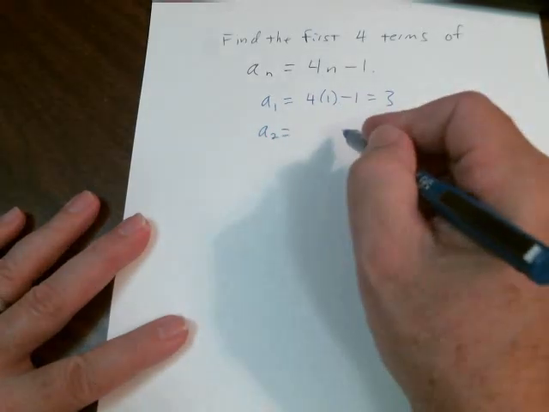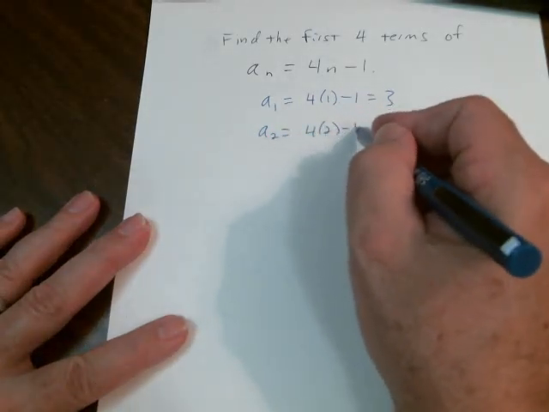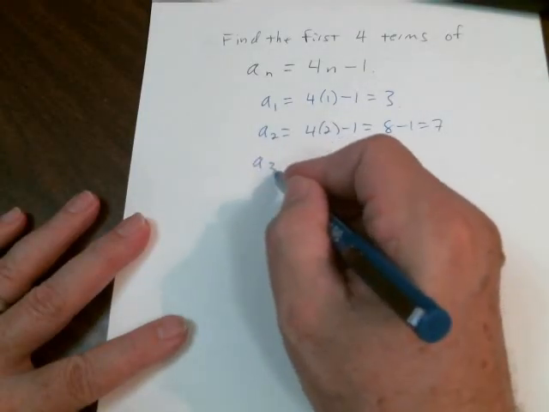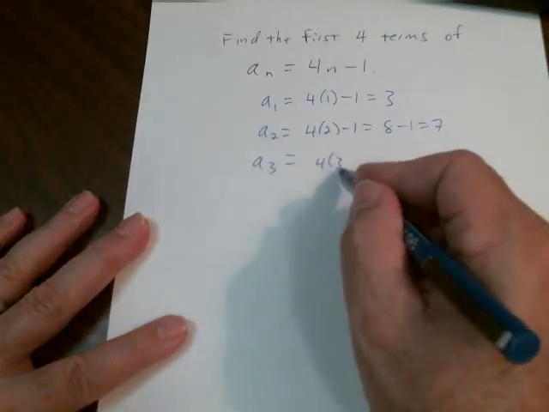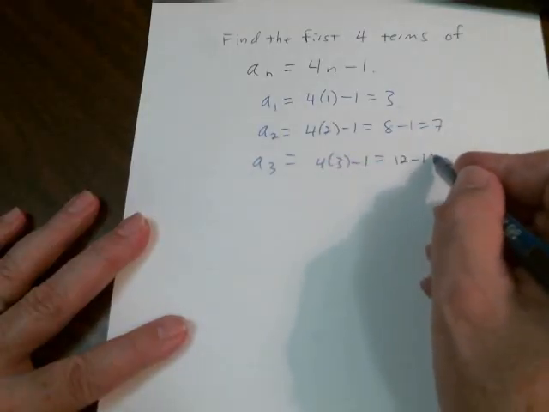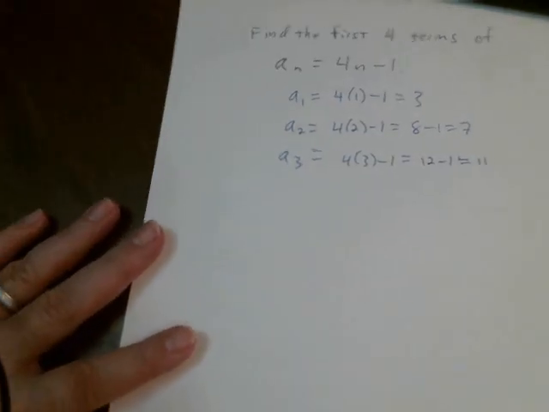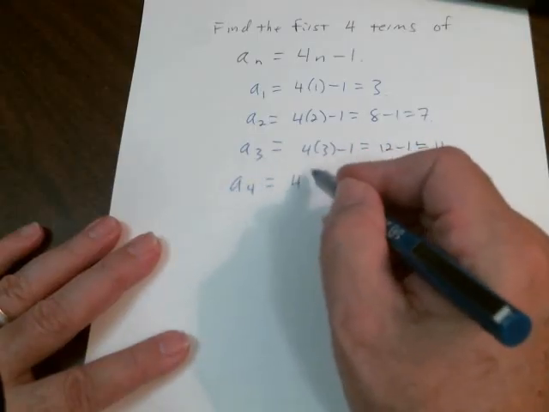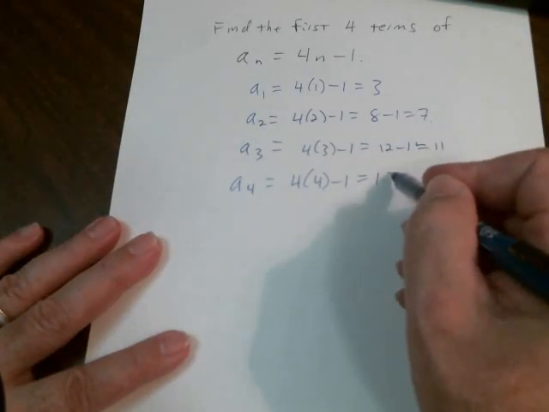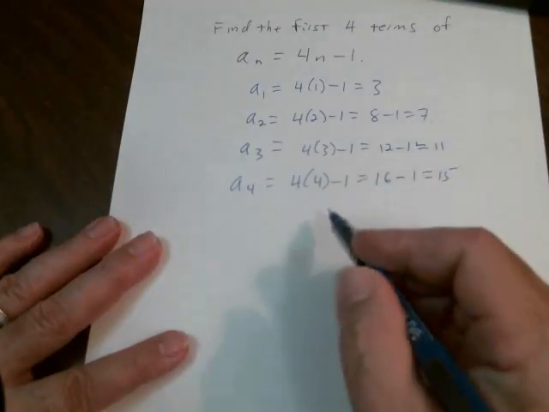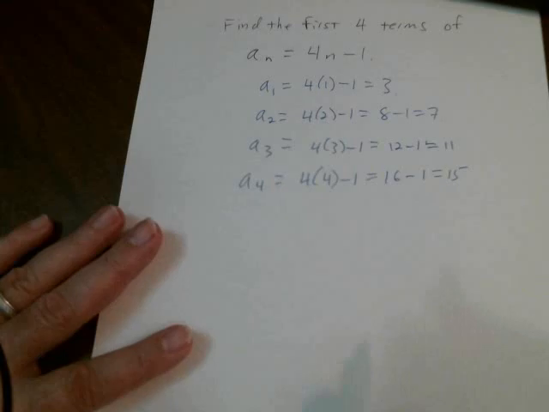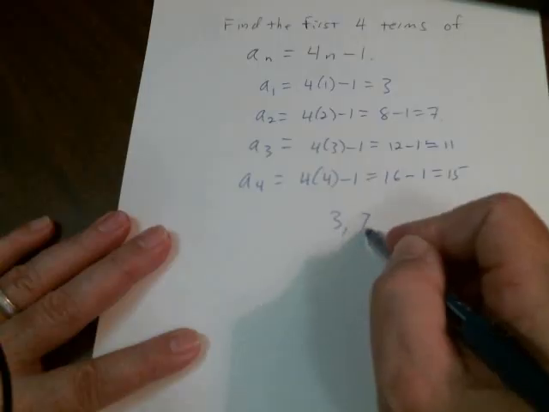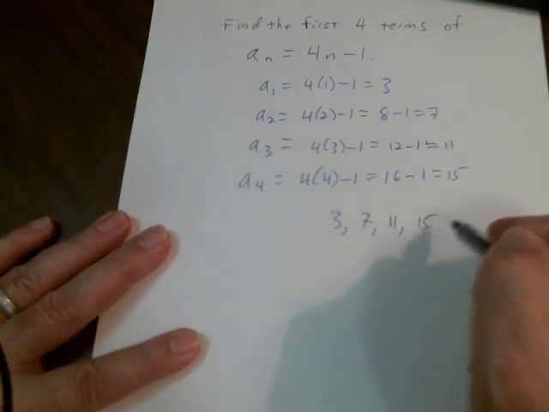And the second term, a sub 2, will be 4 times 2 minus 1. Let's see, that's 8 minus 1, that'd be 7. And a sub 3, 4 times 3 minus 1, 12 minus 1, that would be 11. The fourth term, a sub 4, will be 4 times 4 minus 1, that is 16 minus 1, or 15. And writing the sequence as a nice list, we would have 3, 7, 11, 15.